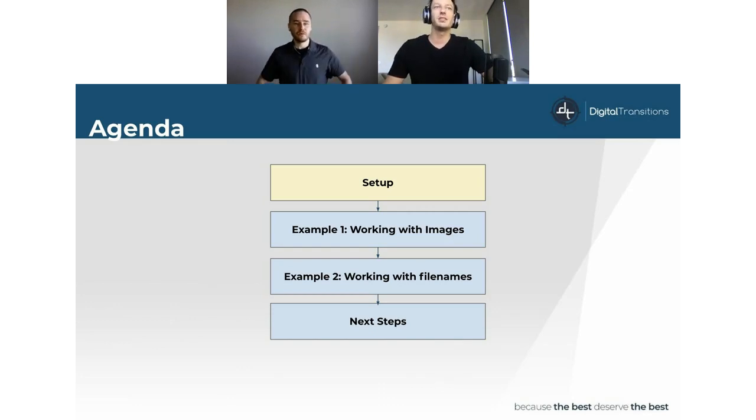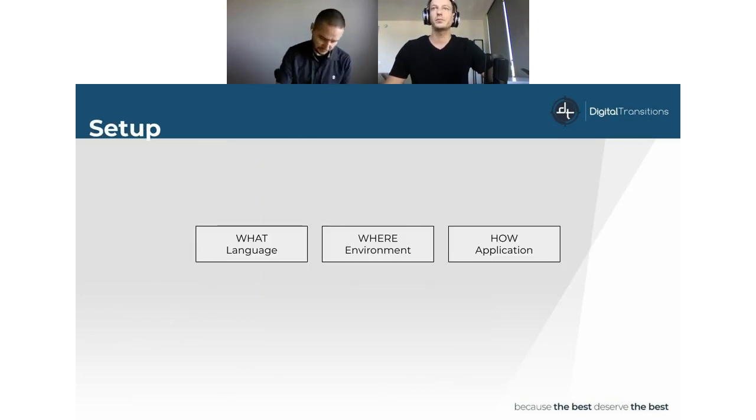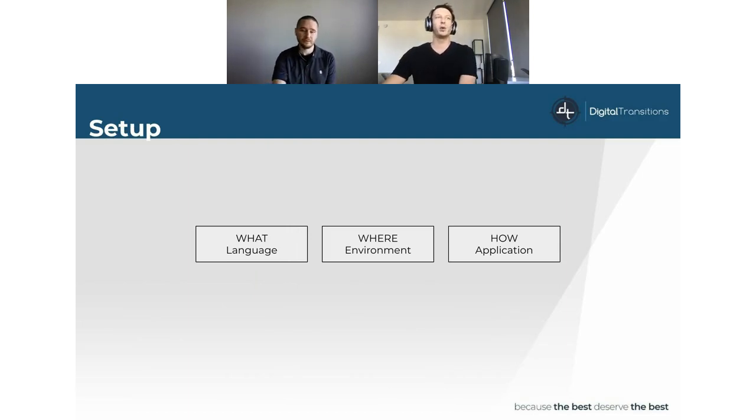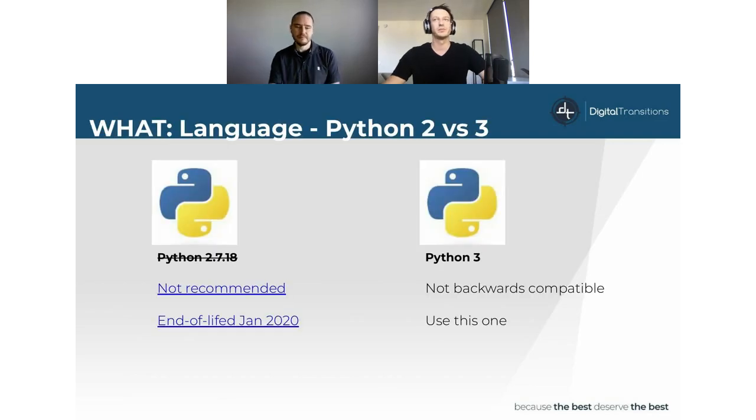All right, so let's talk about setup. There are 3 elements to the setup that we need to be concerned with. What language we'll be programming in, specifically which version of Python. Where we will be setting up the environment for Python on our computer, that is, which development environment. And then finally, how we'll be programming, what will we be typing it into. So let's talk about that first thing, the language.